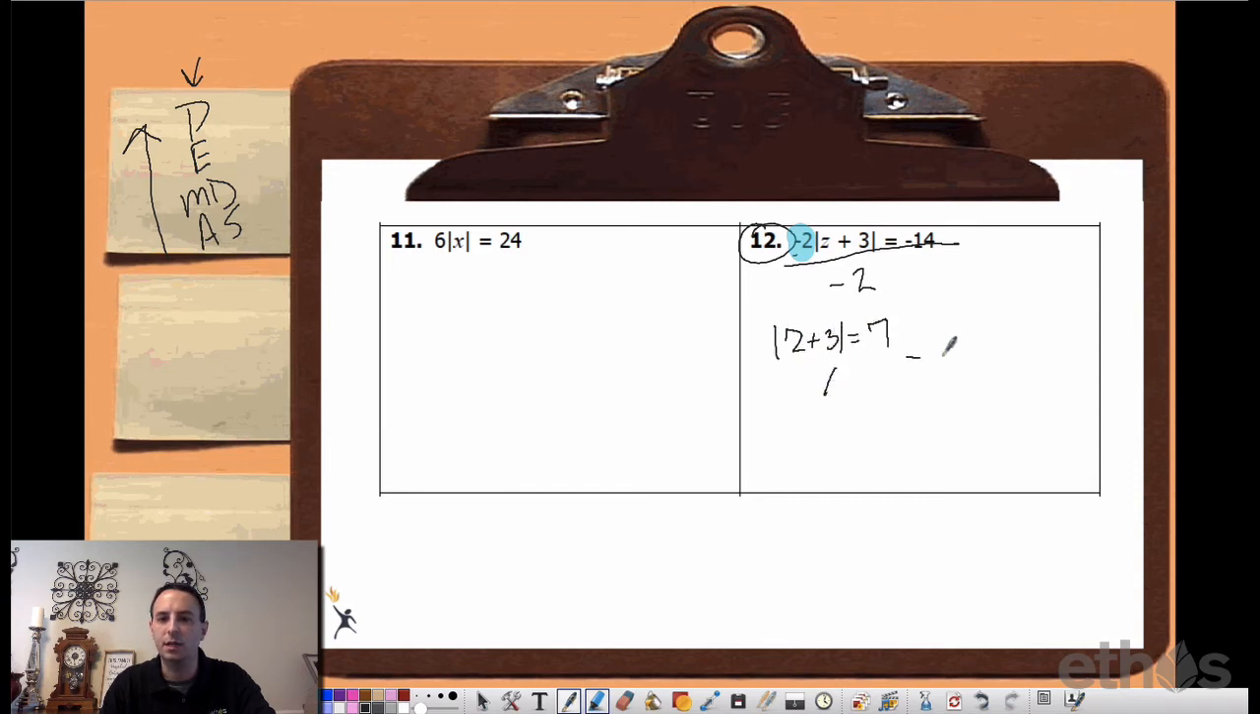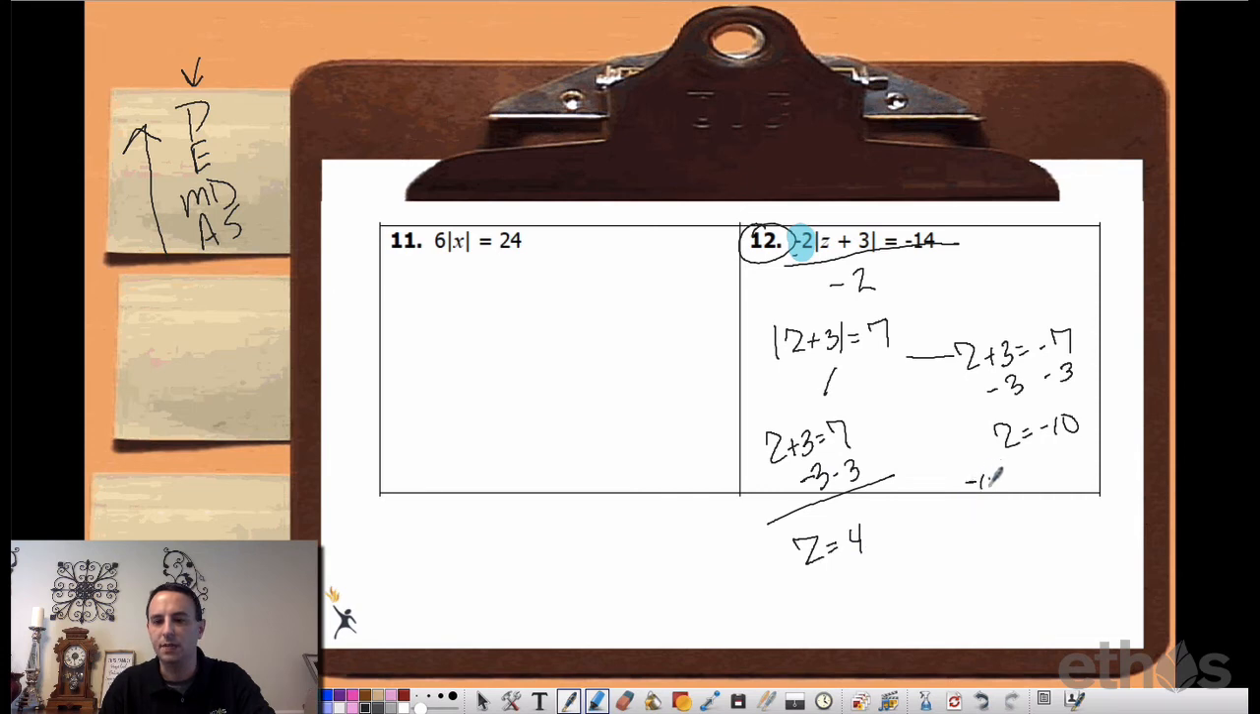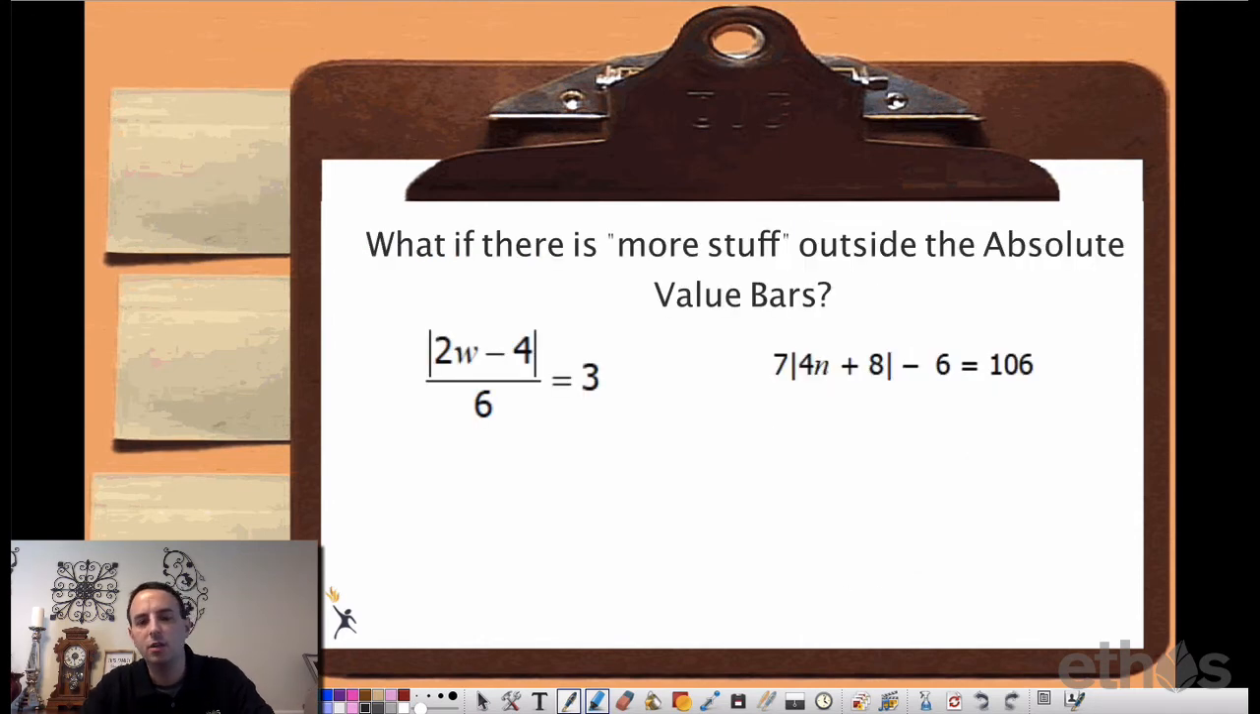And now we're going to split it up. z plus 3 is equal to 7, and z plus 3 is equal to negative 7. Subtract 3, so I get z is equal to 4 here, and subtract 3, and I end up getting z is equal to negative 10. So my answer is negative 10, 4, and that gives me this idea of how to walk through these problems. Let's take a look if there's more stuff outside the bars this time. Okay, so you can see there's multiple steps outside the bars in both of these equations. But again, we're thinking in terms of PEMDAS.